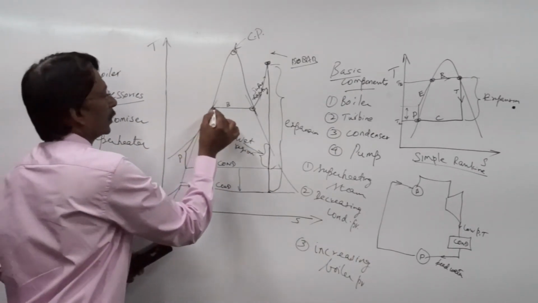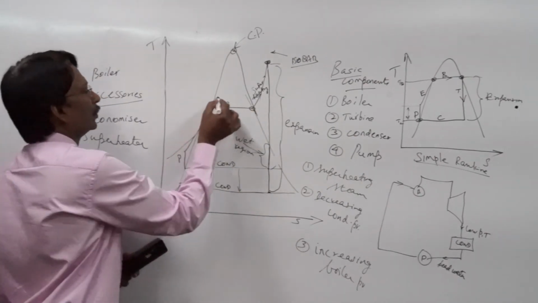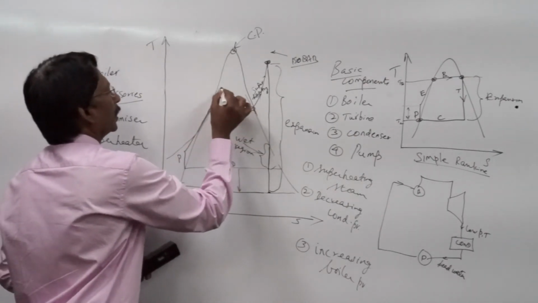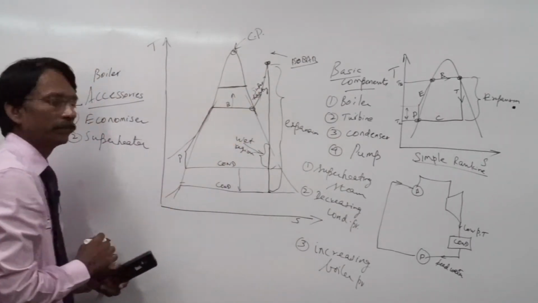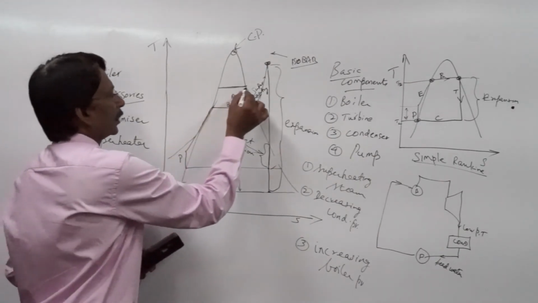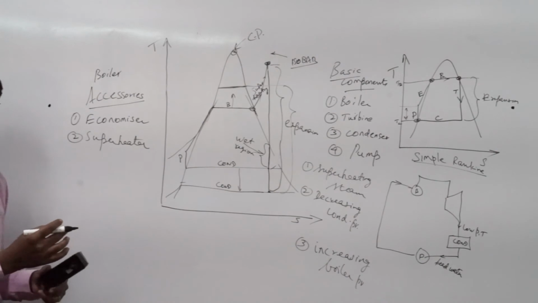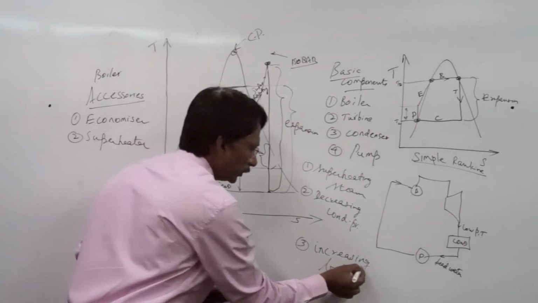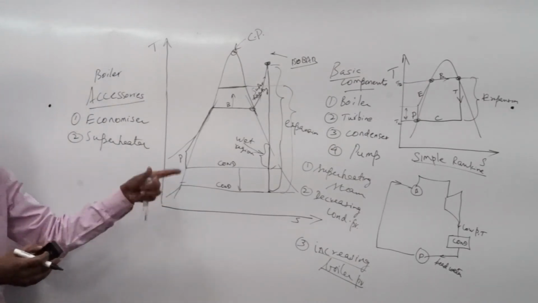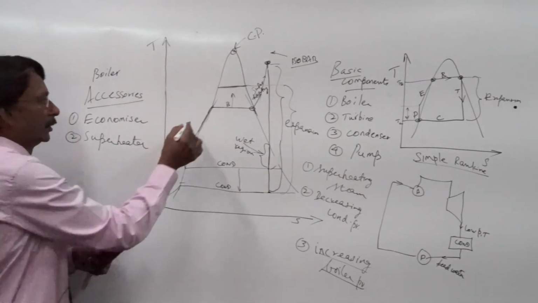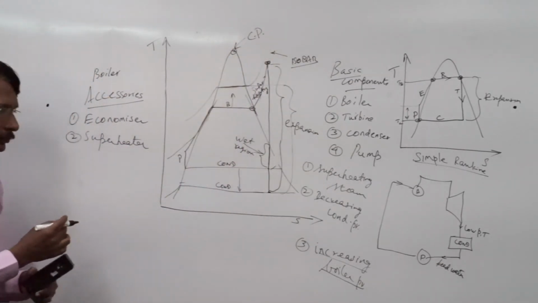Now, look at this. If I am able to increase the boiler pressure, bring it here, I am able to get a greater work output. So, increasing boiler pressure is another method of modifying the Rankine cycle. Increase the boiler pressure. This is a new pressure.